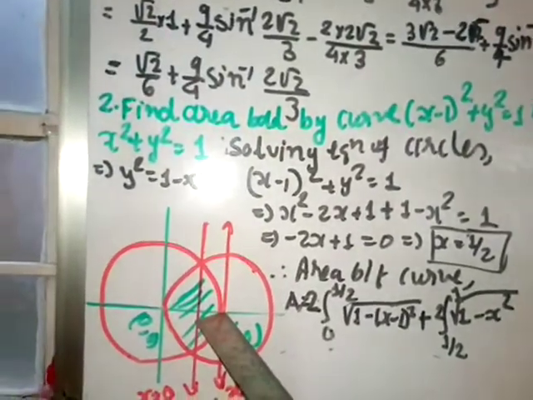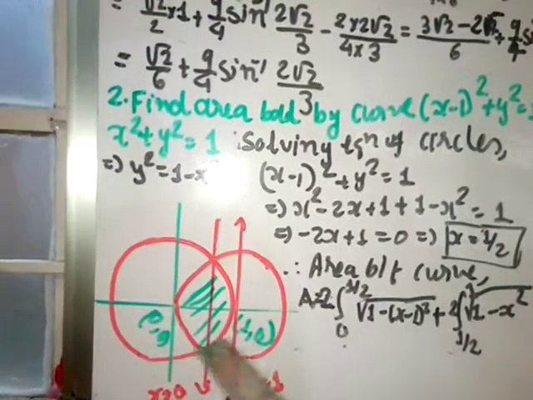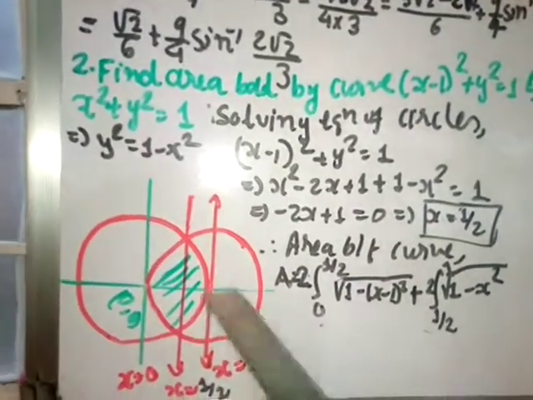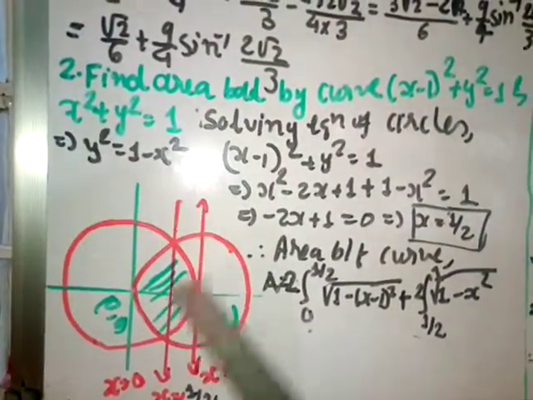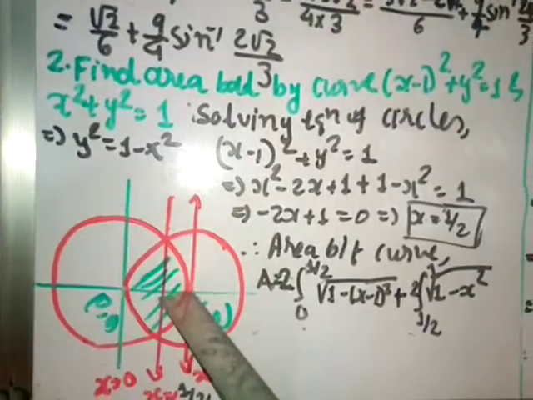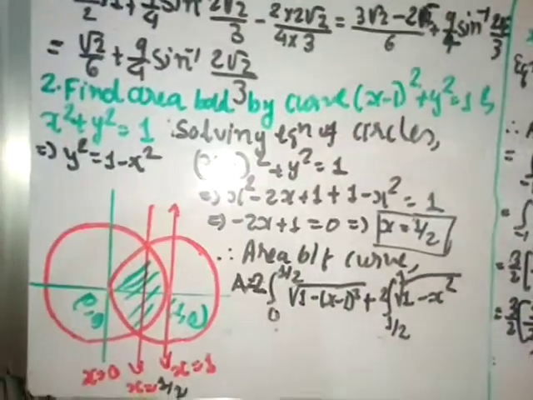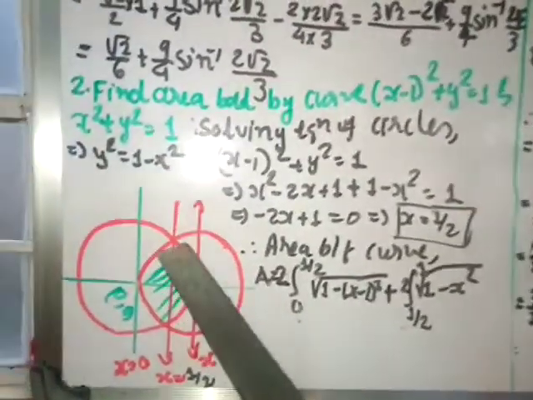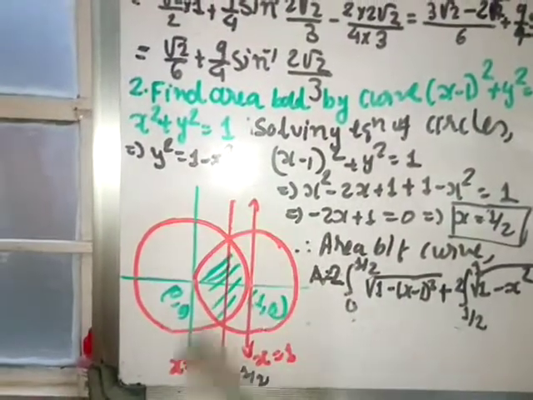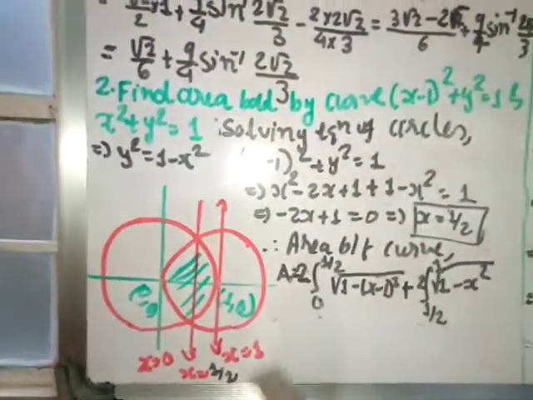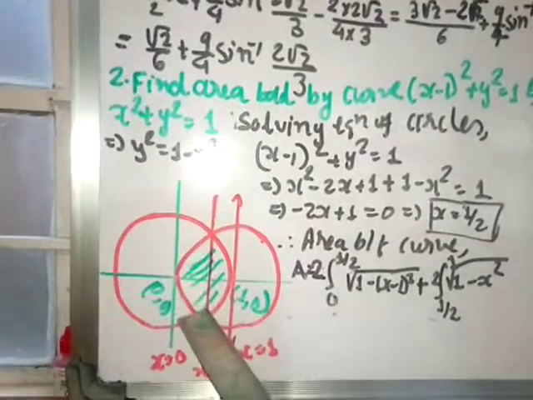This is the center, x equal to 0, and this is the radius, so it is x equal to 1. The center of the second circle is 1, 0, so this point is 1. So this line is 1. So I have to do now this plus this, from 0 to 1 by 2 and 1 by 2 to 1, and it is 2 times because upper and lower, here and here.